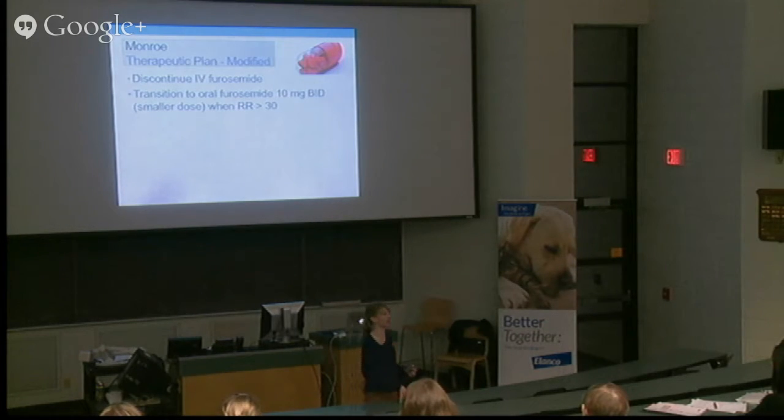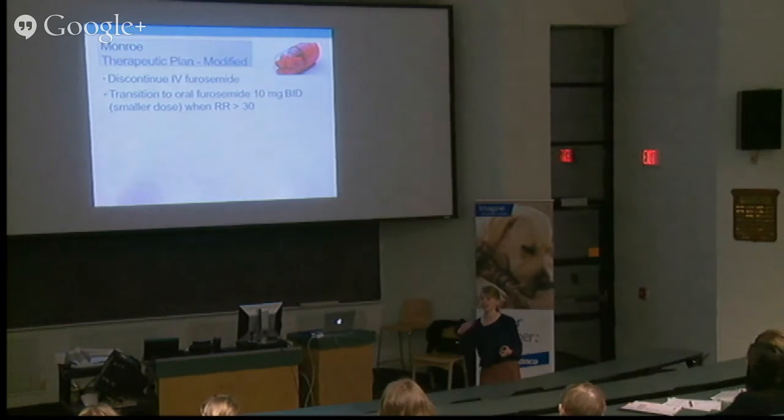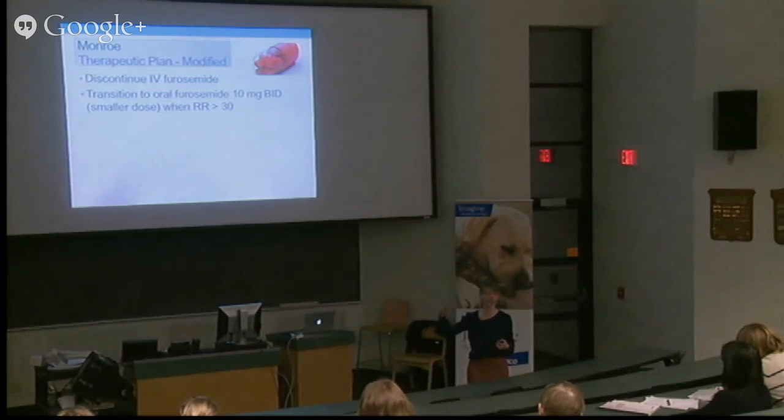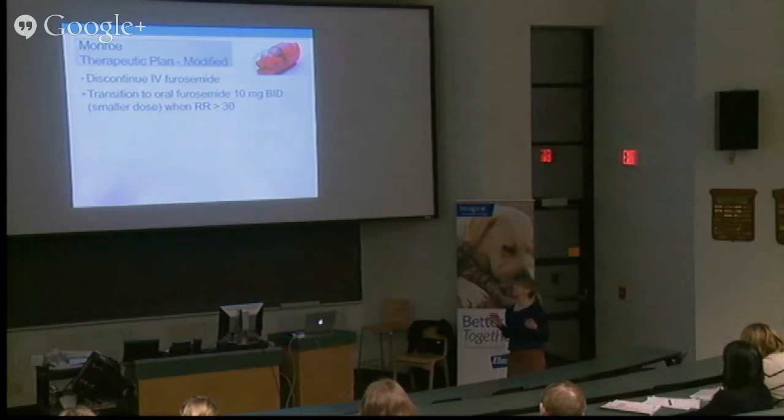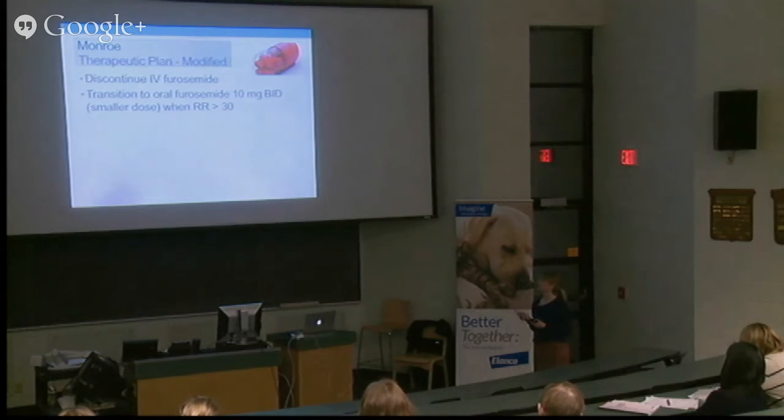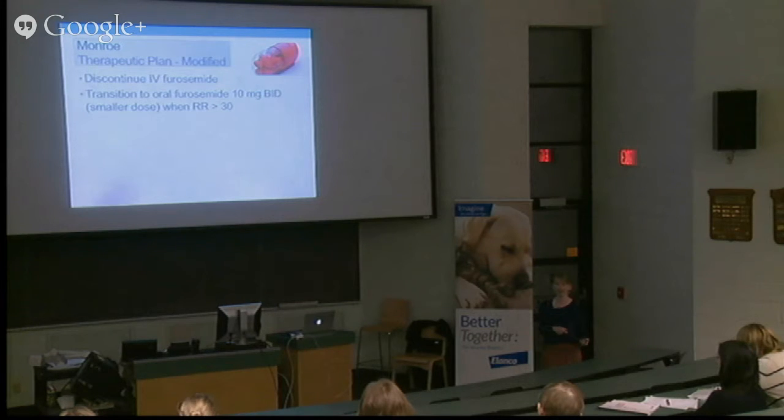We were going to wait until his resp rate was consistently above 30 and he was looking like he was trending back up. So we held off. And when we were going to reinitiate his furosemide, we were going to give a lower dose. So he was getting 2 mg/kg. He's a 6.6 kilo dog. And so we were going to go to something like 10 milligrams.